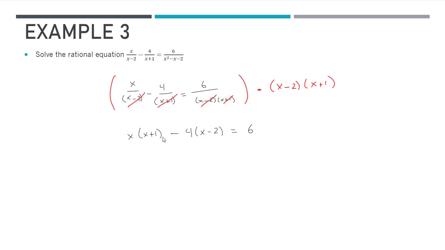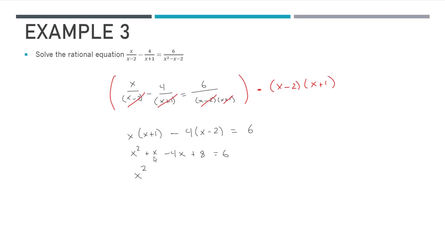Now I'm going to use the distributive property here. So x times x is x squared. And then x times 1 is x. So plus sign there. And then minus 4 times x is minus 4x. And then negative 4 times negative 2 is positive 8. We want this to equal 0. So we'll subtract 6 off both sides. And we'll combine like terms at the same time.